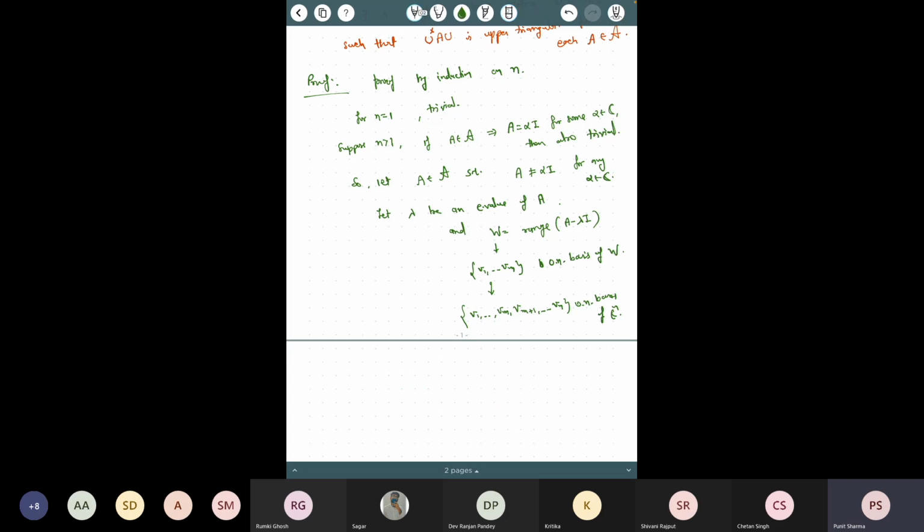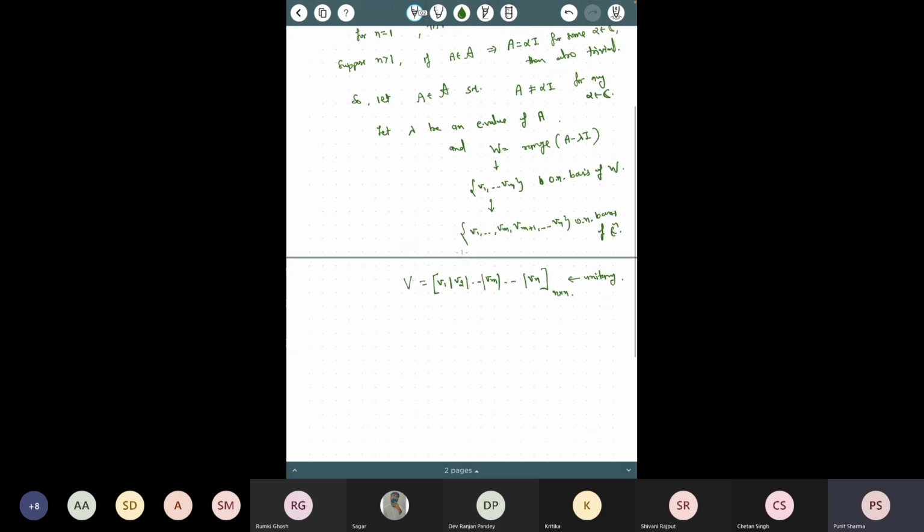So using these vectors, I can construct V. So V is a matrix where the columns are nothing but these vectors V1 to Vn. So this is clearly an n cross n matrix, and it is also unitary because the columns are orthonormal. Okay, so we have a unitary matrix.